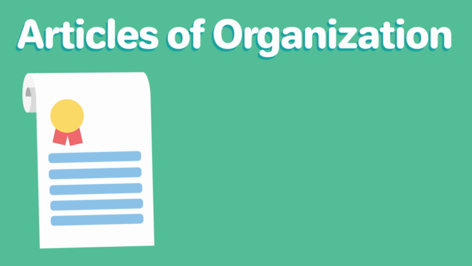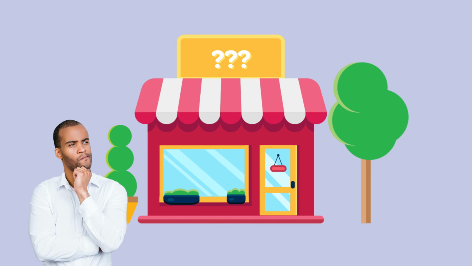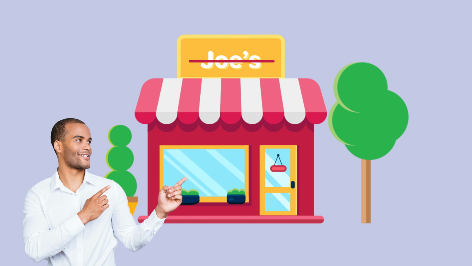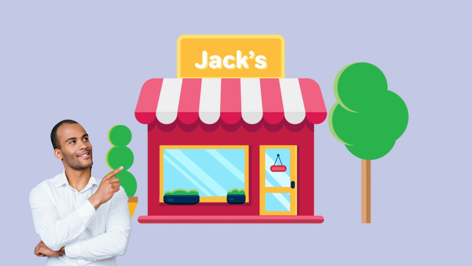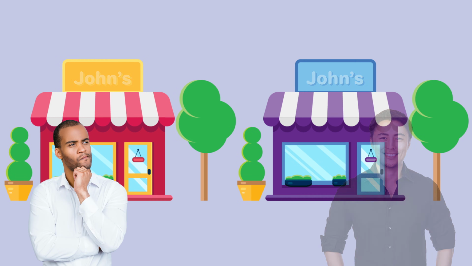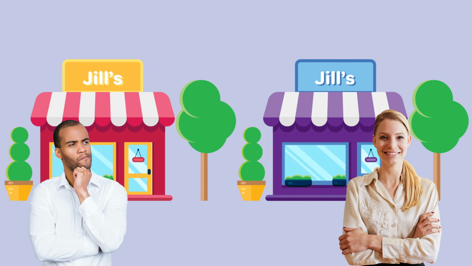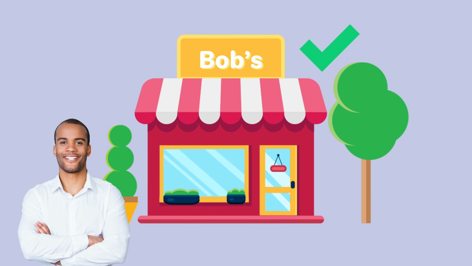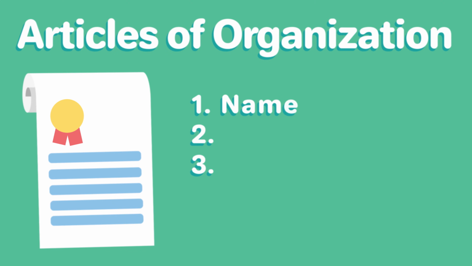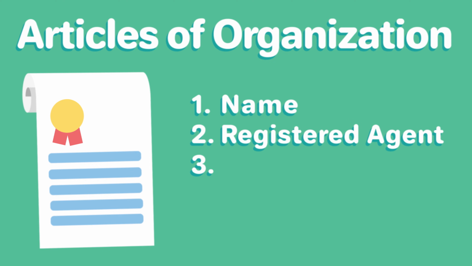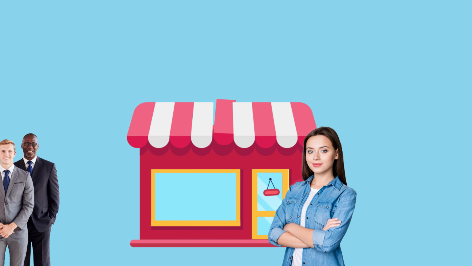The Articles of Organization require 3 primary pieces of information. 1. A name for your LLC. You must not only choose a good name for your business, but it must follow specific guidelines set by the state that you are forming in. You'll also need to do a name search to make sure the name is available and not being used by someone else.